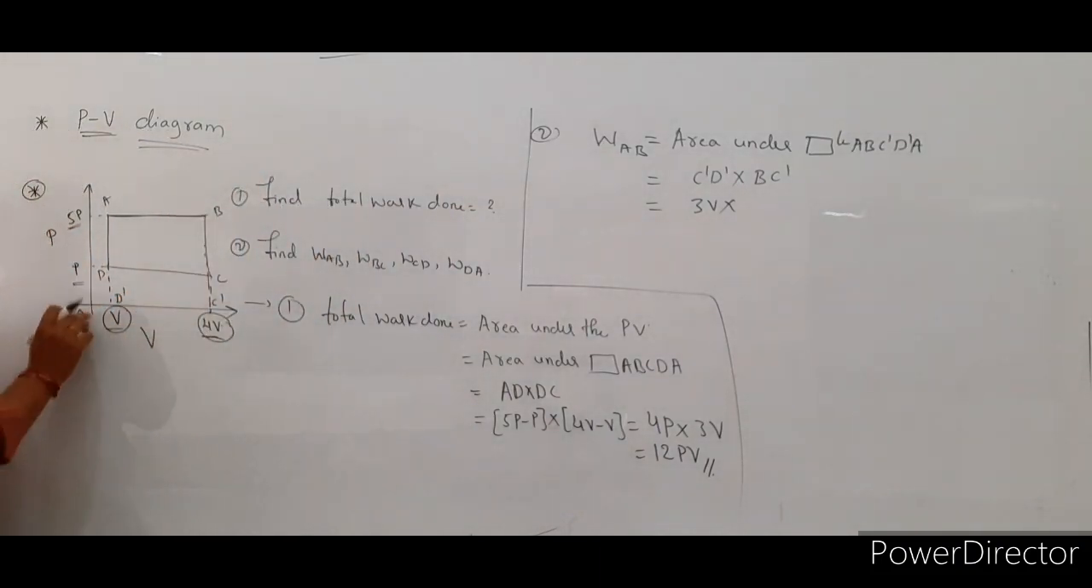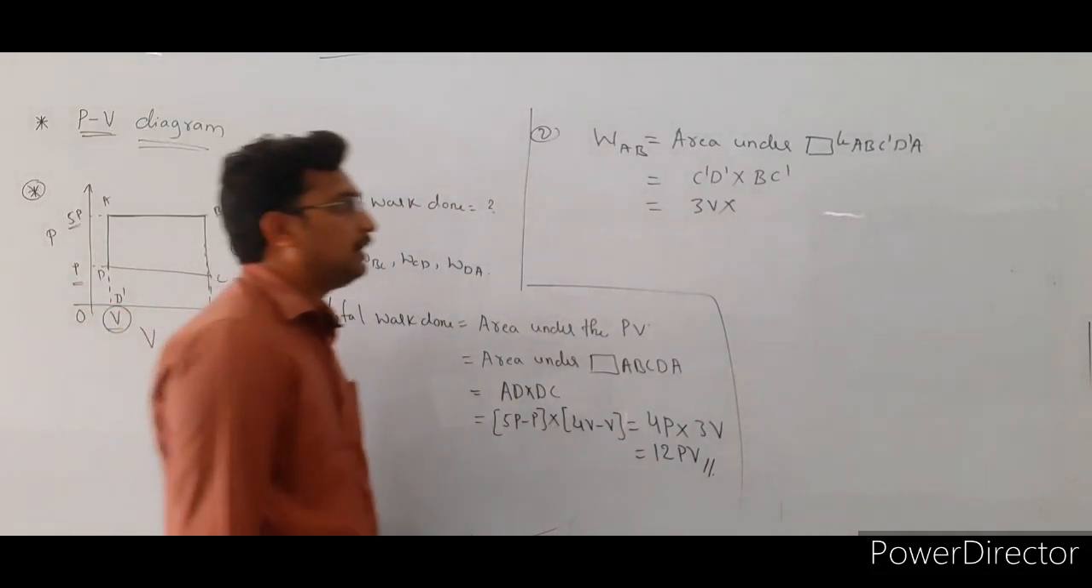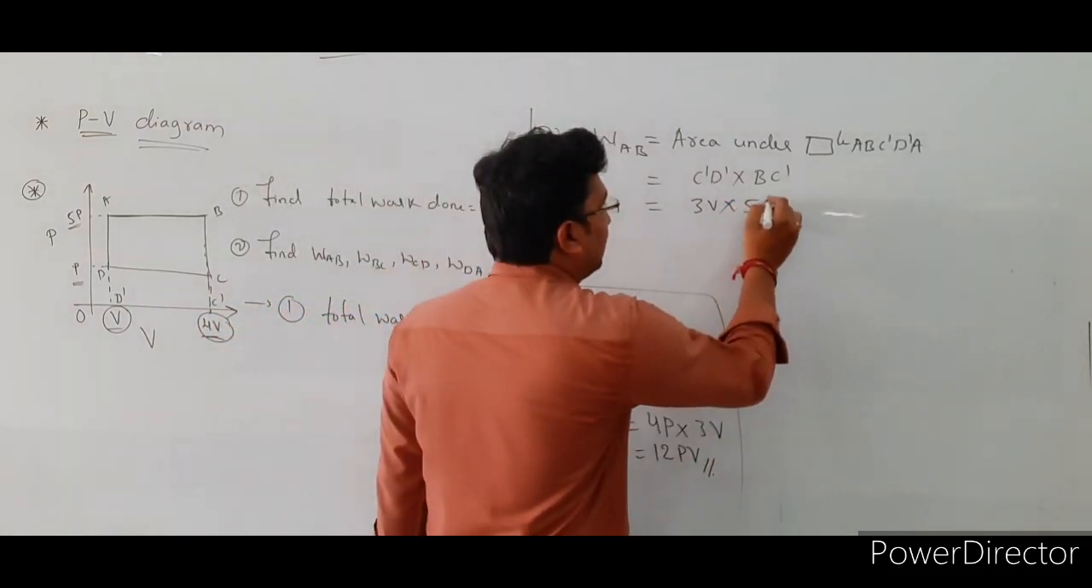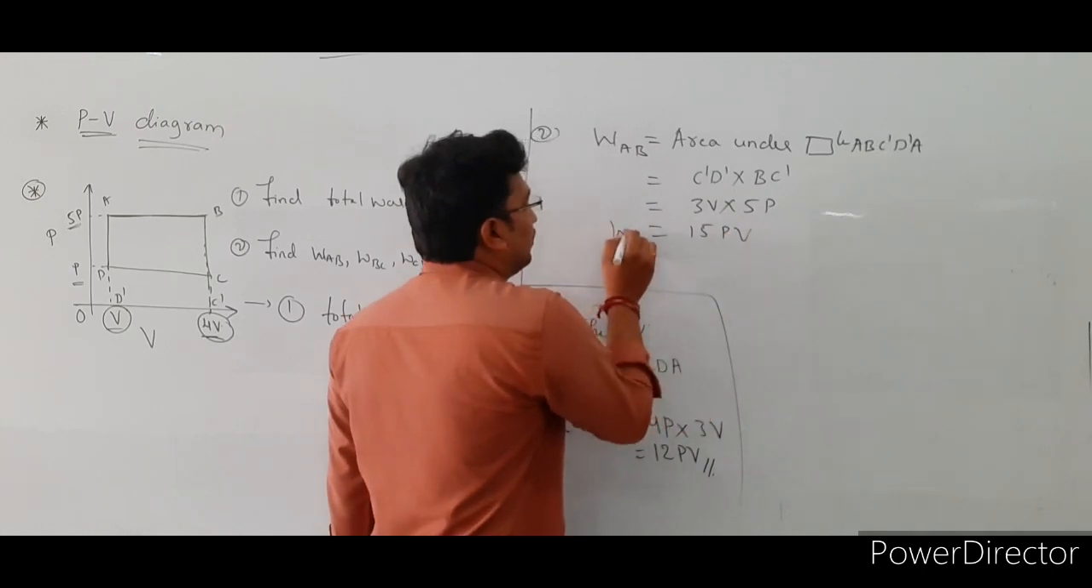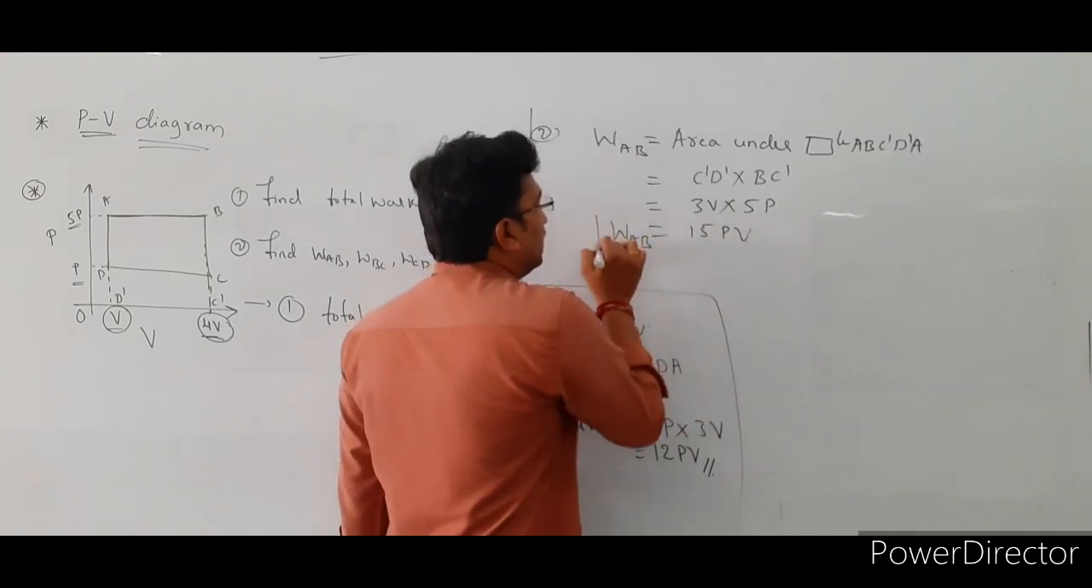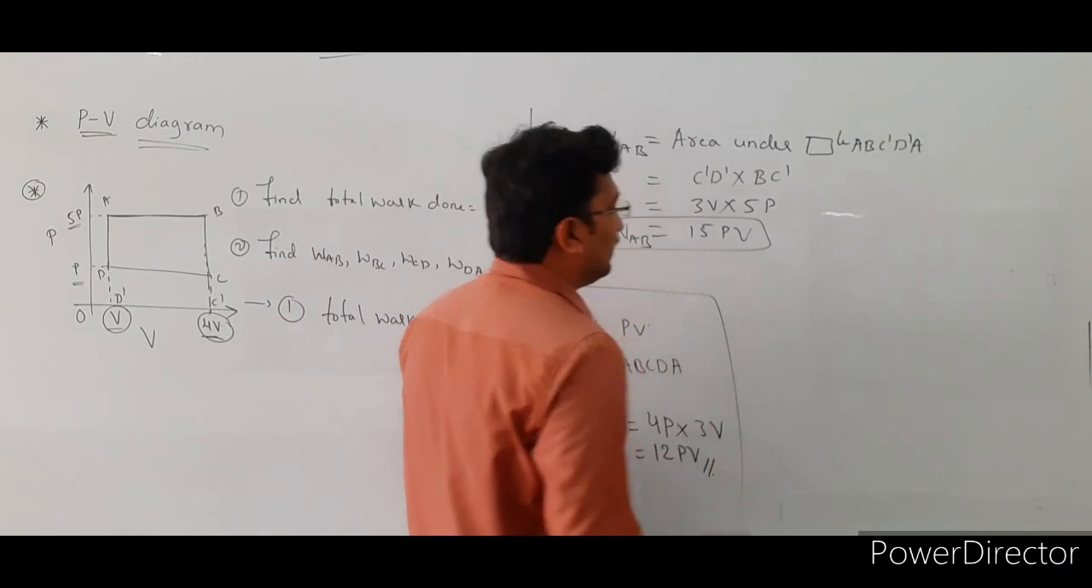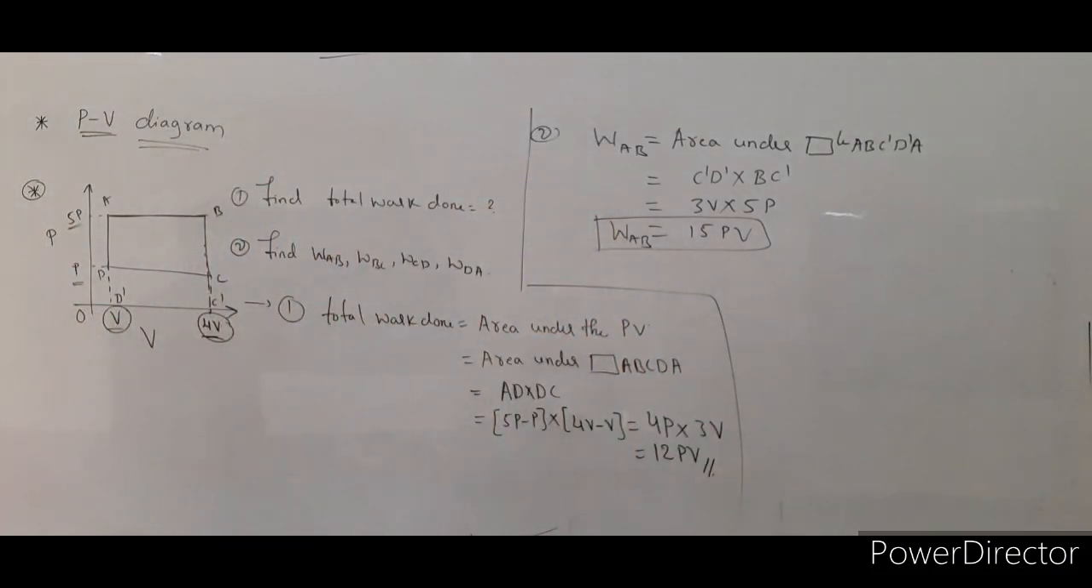BC dash, here this is 0 and this is 5P. 5P minus 0 is again 5P, right? This is equal to 15 PV. The work done along AB is equal to 15 PV.